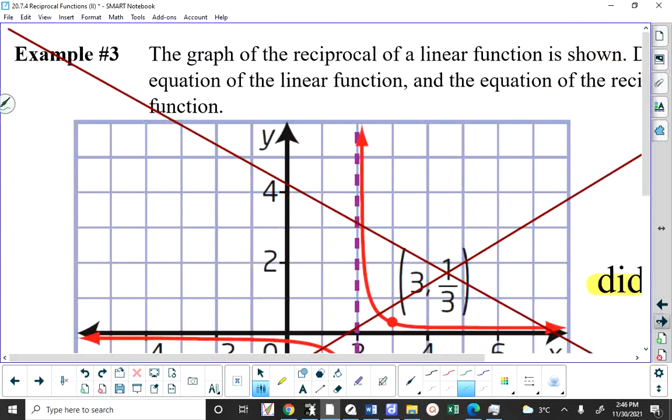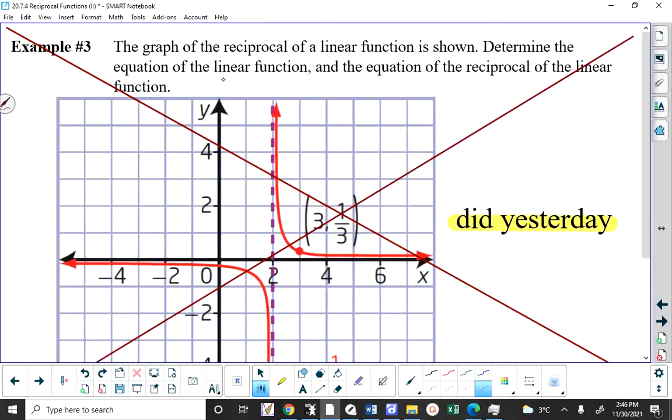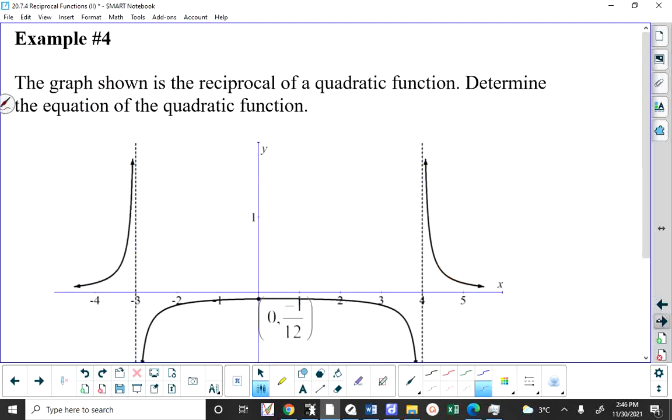If we take a look at the next example, we're not going to do the next example because that is an example from yesterday's lesson. We did that yesterday. So we're going to go to the final example here. Seamus asked a question when we went over the homework that was like this example where we had to work backwards and find the equation of the linear function. Question 4 is asking us to work backwards to find the equation of the quadratic function.